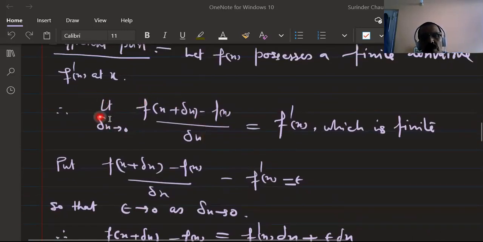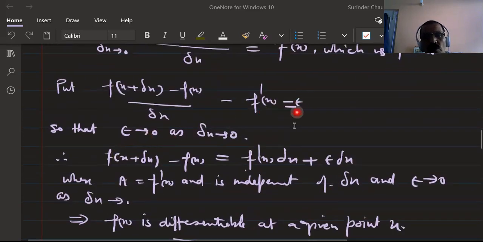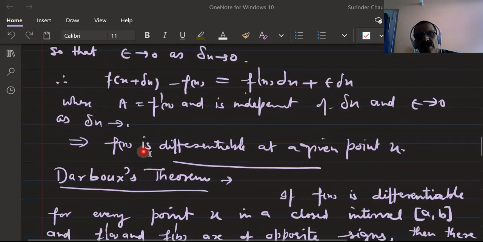When we remove the limit from here, we are not putting the point x to that x, so the difference of this minus this comes out very small, and this epsilon we will put as 0. Now multiplying both sides by delta x, this is equal to f(x + delta x) minus f(x) equals f'(x) delta x plus epsilon delta x, where a is equal to f'(x) and is independent of delta x, and epsilon at 0 as its input. This implies f is differentiable at x.